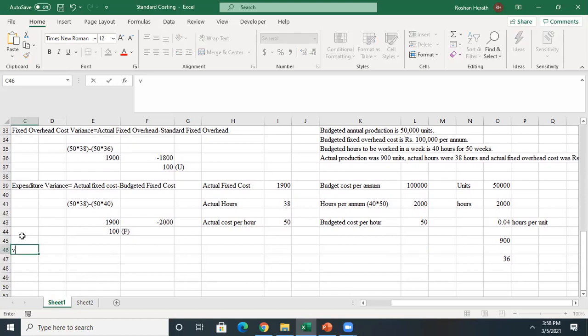The volume variance. When you come to the volume variance, you are going to start with where you stopped. It's at the budgeted fixed cost.